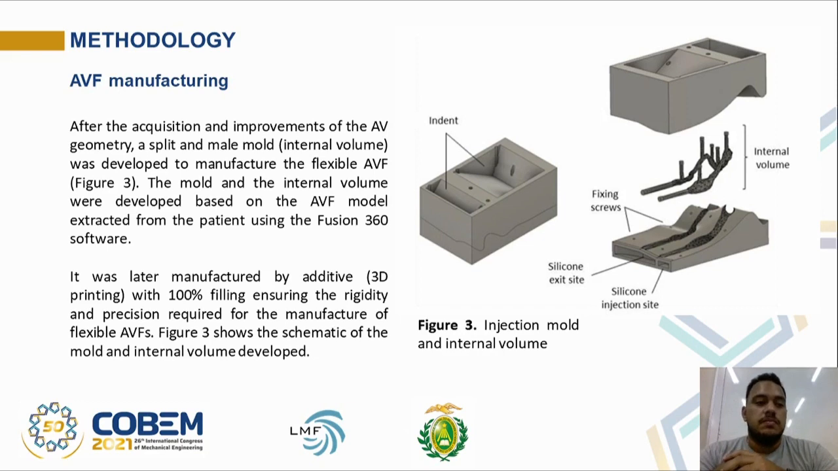AVF manufacturing. After the acquisition and improvement of the AVF geometry, a split mold and an internal volume were developed to manufacture the flexible AVF, Figure 3. The mold and the internal volume were developed based on the AVF model extracted from the patient using the Fusion 360 software. They were later manufactured by additive 3D printing with 100% filling, ensuring the rigidity and precision required for the manufacture of the flexible AVF. Figure 3 shows the schematic of the mold and internal volume development.